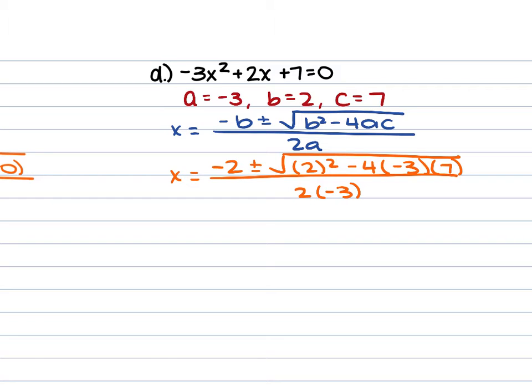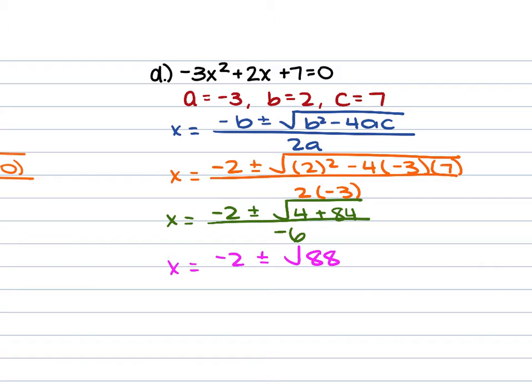From here, simplify what's underneath the radical. That 2 squared is 4. The negative 4 times the negative 3 is a positive 12. 12 times 7 gives us a positive 84. And then 2 times negative 3 is negative 6. So this simplifies to be negative 2 plus or minus the square root of 88, all over negative 6.